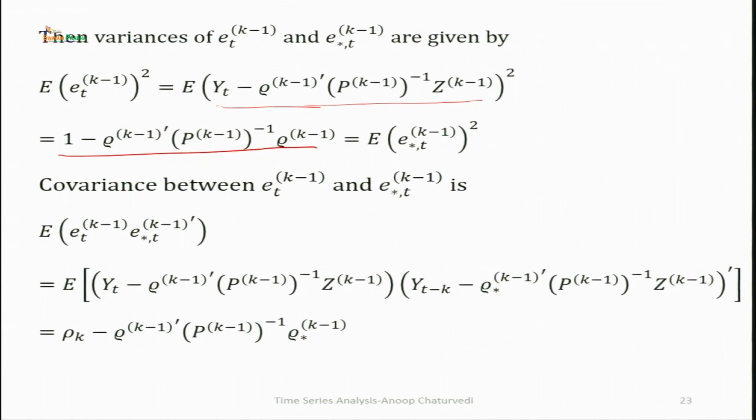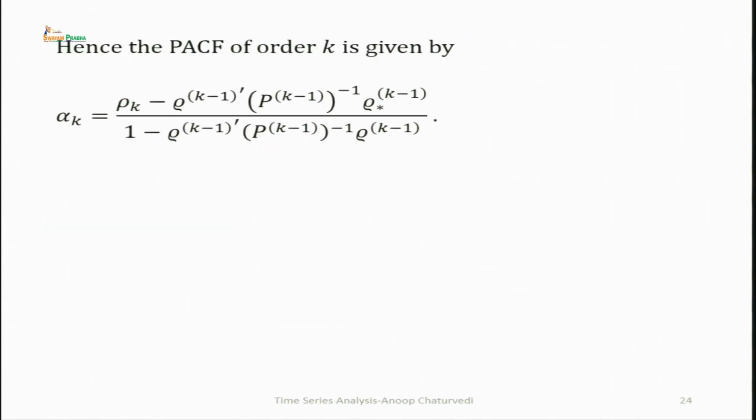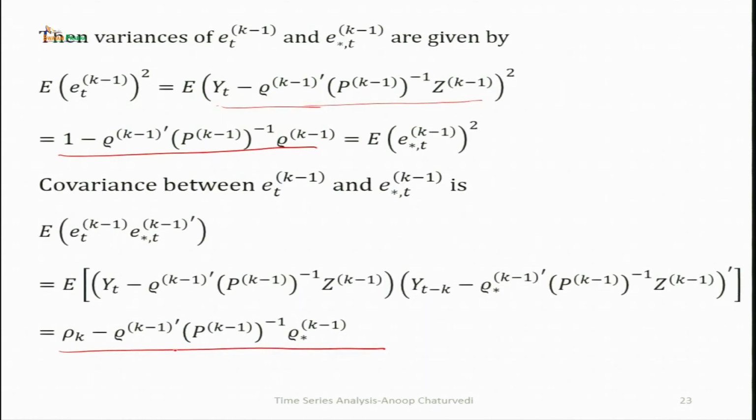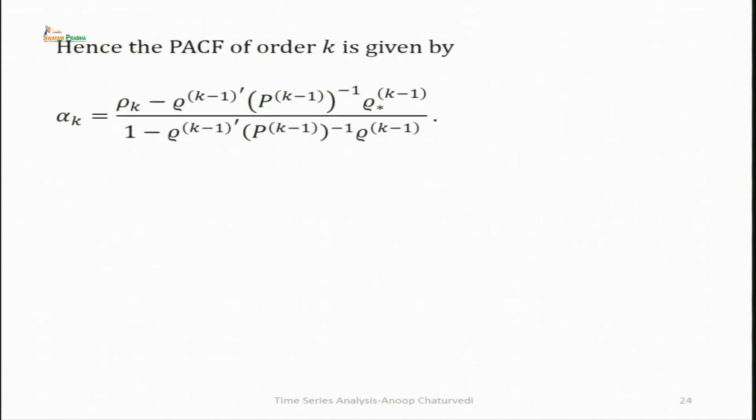Similarly, you can find the other expectations, and finally you get this expression for the covariance between these two residuals. This is the final expression for the partial autocorrelation function of order k. Simply take this covariance in the numerator and this variance in the denominator. So, this expression gives you the final expression for the partial autocorrelation function.